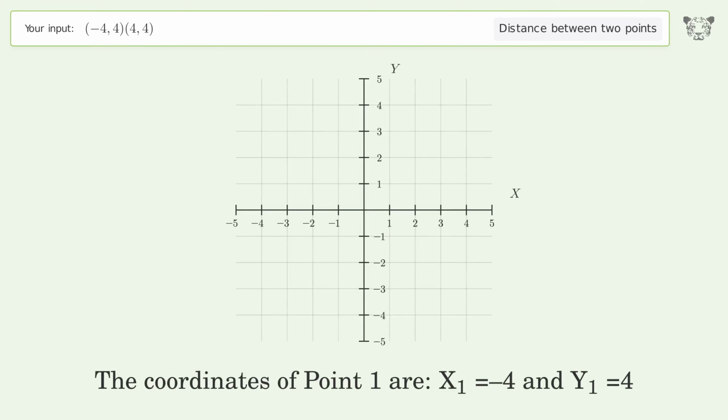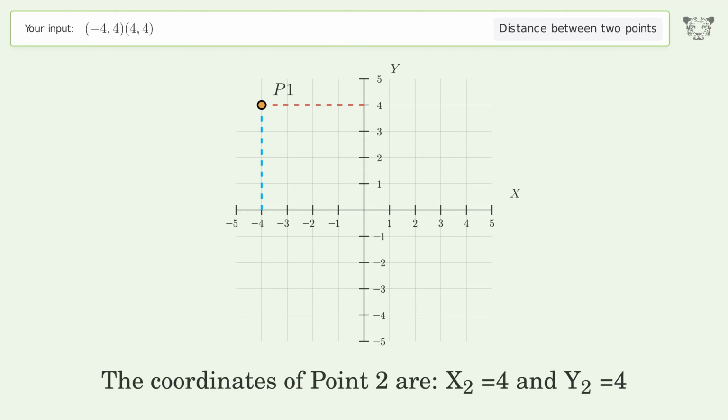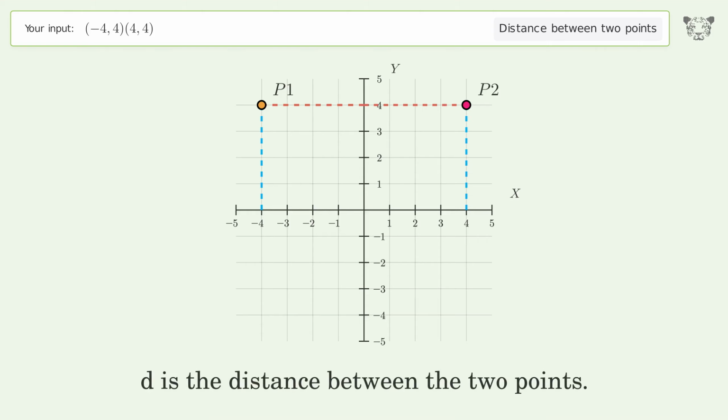The coordinates of point 1 are, x1 equals -4 and y1 equals 4. The coordinates of point 2 are, x2 equals 4 and y2 equals 4. D is the distance between the 2 points.